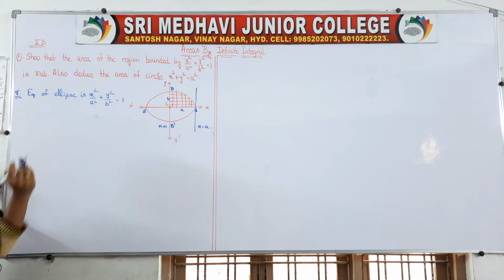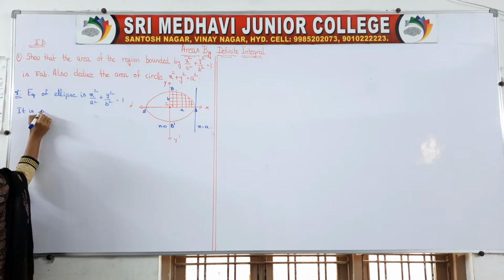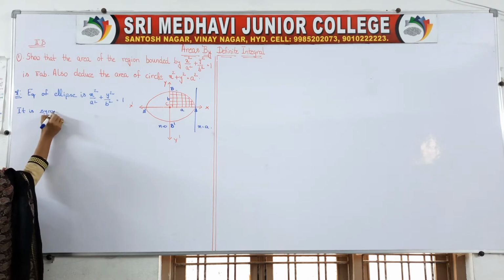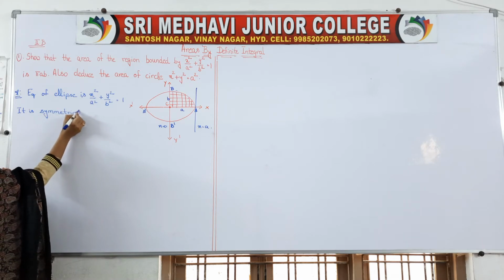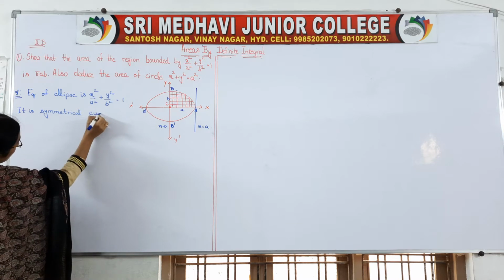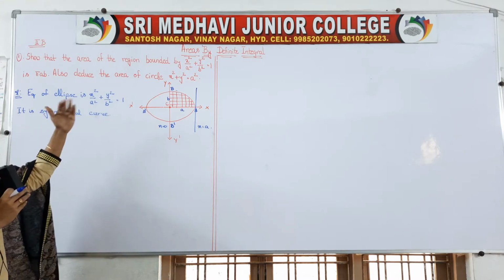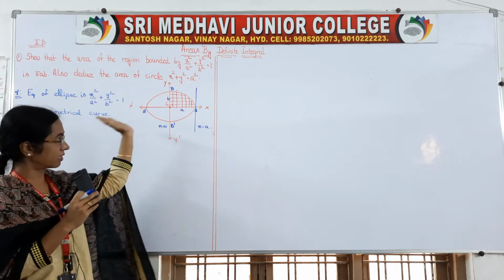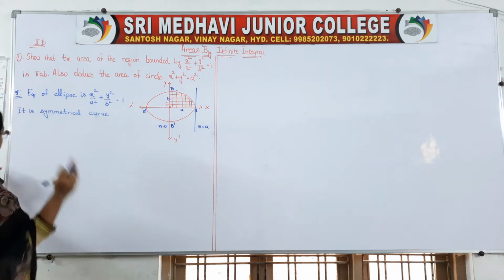Okay, so come on, it is a symmetrical curve. It occupies the same area above the x axis, below the x axis, right hand side of the y axis, and left hand side of the y axis.